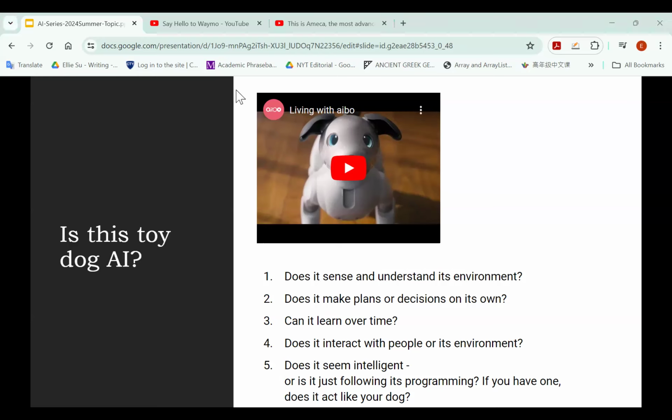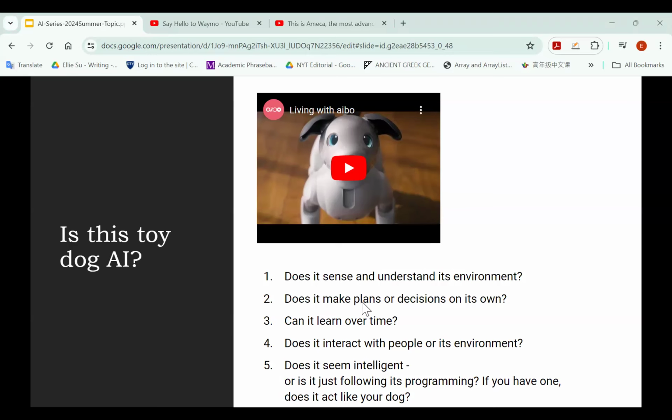Okay, so some of you are saying yes. So why do you think it understands its environment? What's an example? Yeah, it saw the ball and went after it. So that's very good. So the first one, it passes the test.